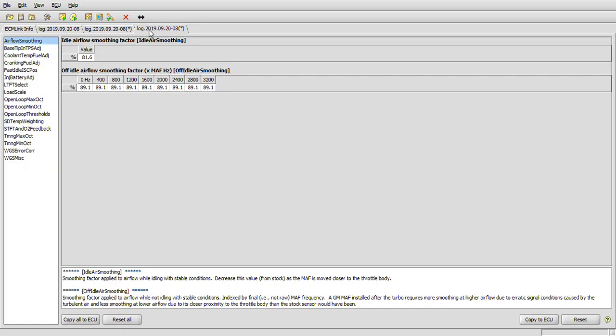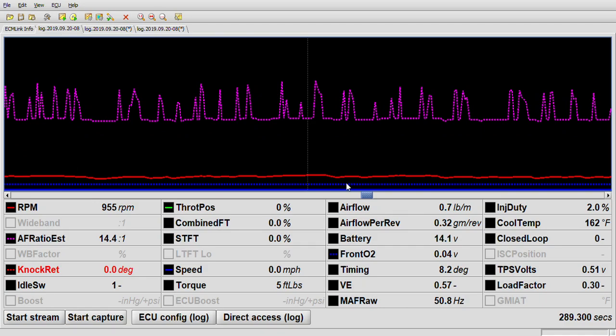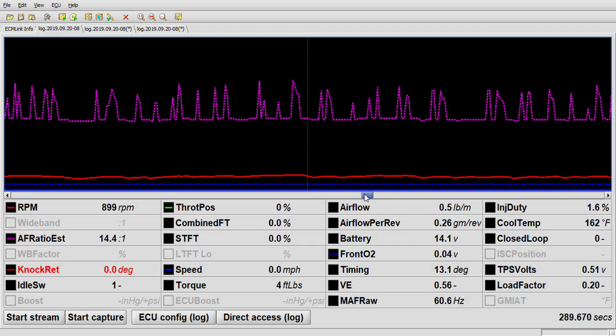If we jump over to direct access, everything here is stock. So nothing changed there as far as that's concerned. So really we need to get some more data put in here. We need a wideband. Need an ISC position. Those are our two main ones, so we can see where we're at.